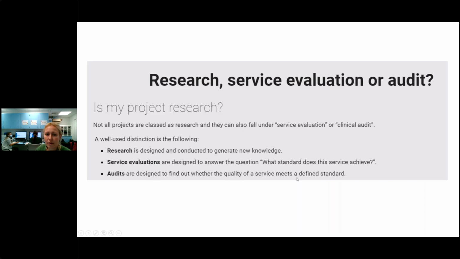Okay, and this is from the NIHR website, just to show you. Research is designed to conduct and generate new knowledge. Service evaluation is: what's this service doing? What standard does my service achieve? And audit is when you've got a defined gold standard and you want to find out whether your service meets that gold standard.